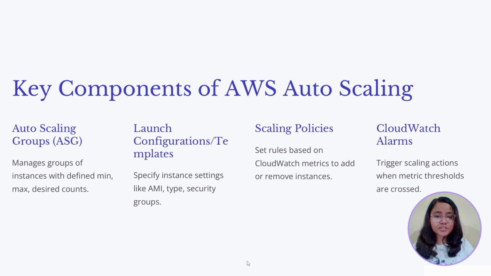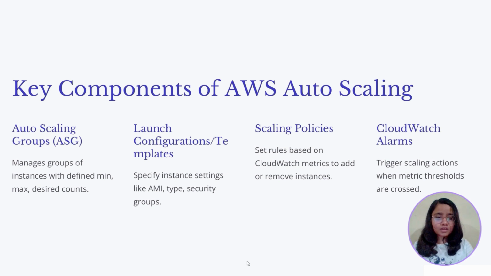Then scaling policies. These are the rules that tell auto scaling when to add or remove servers. For example, you can set a rule that says add more servers if CPU usage goes above 70%. This rule ensures that auto scaling knows exactly when to act. Then the fourth one is CloudWatch alarms. CloudWatch is a tool that monitors your instances. It keeps track of how much CPU is being used, how much memory is used, and other important stats.